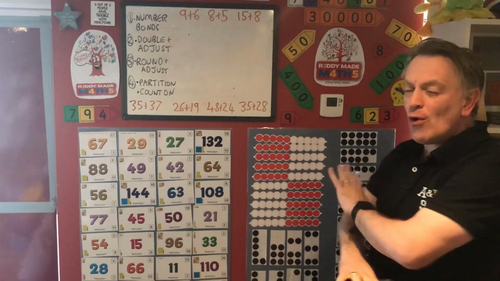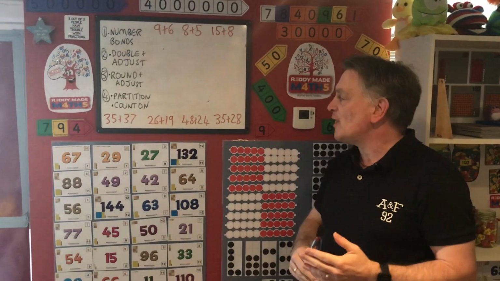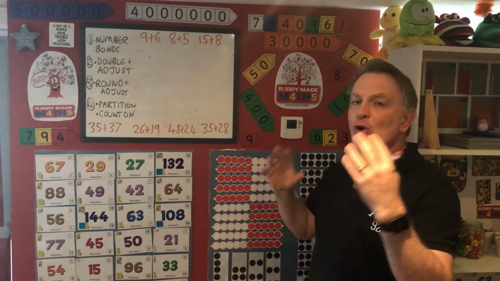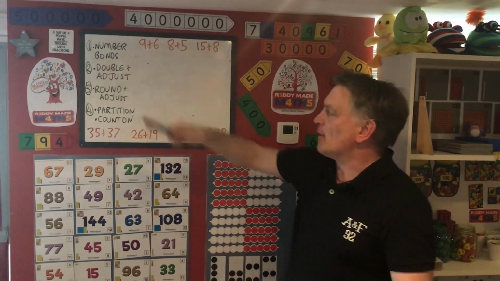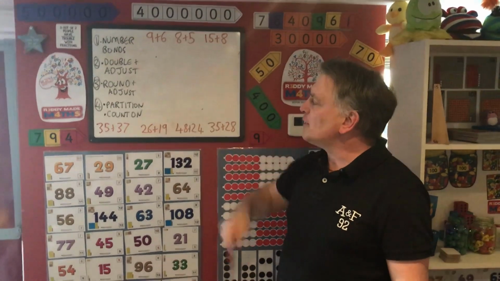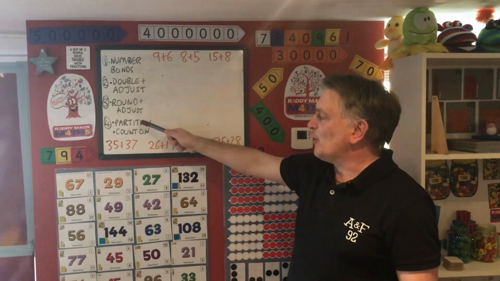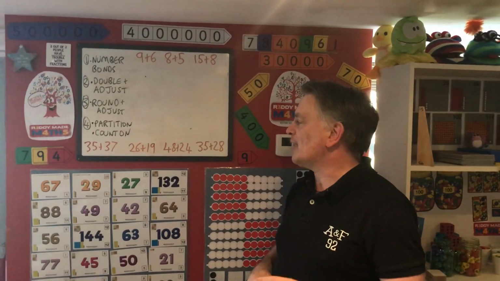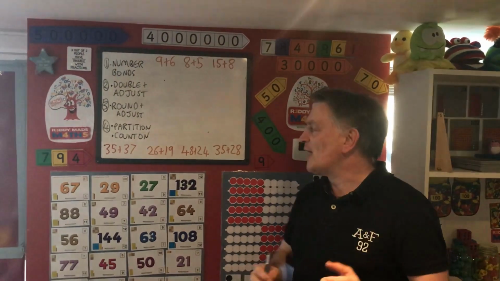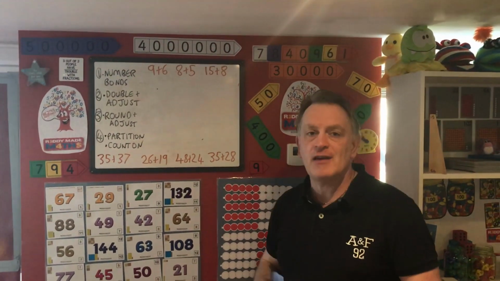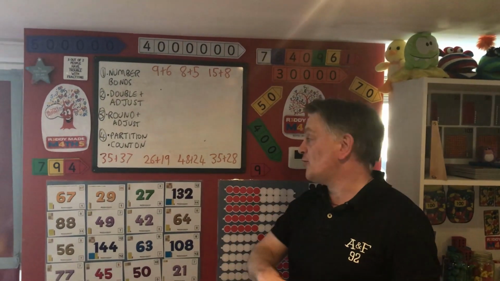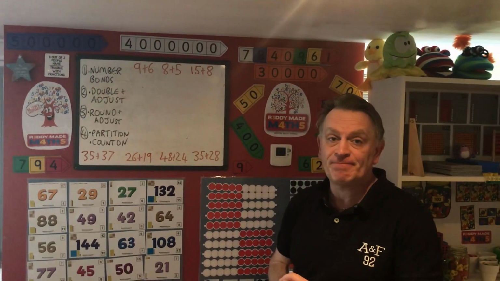If we've been working all week on developing different strategies, we can look at a calculation now and think, what's the most appropriate strategy? Am I going to find a number bond, a near double? Am I going to round? Am I going to partition? Or am I going to count on? As I said, what we're now going to do is take examples such as these and try and see, is there an easier way to do almost any of them?